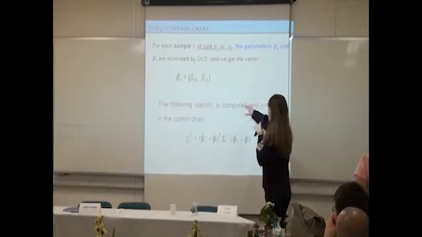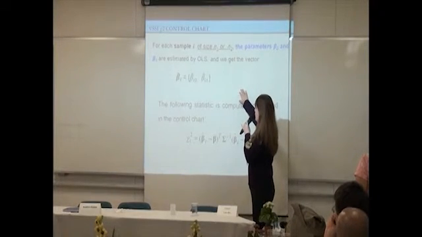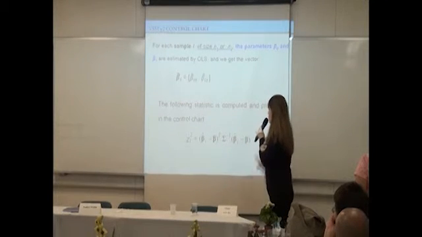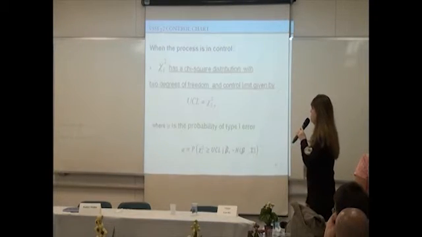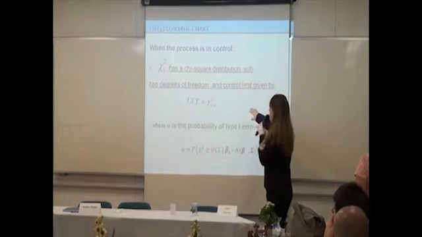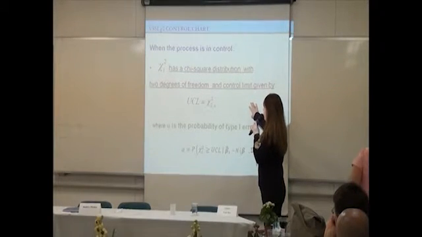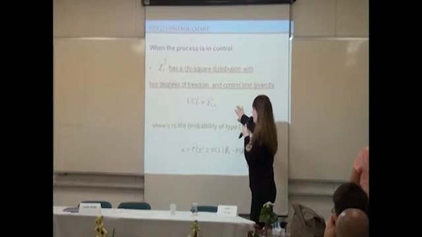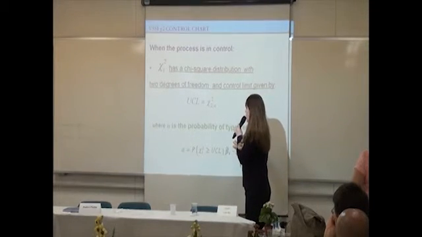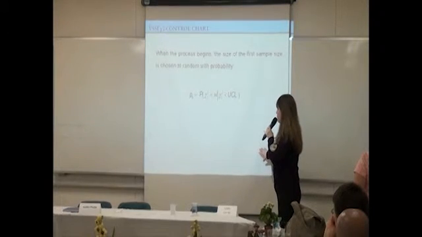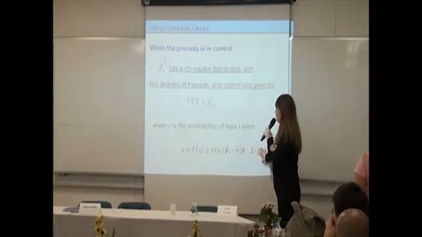So, as I said, the parameter is going to be estimated by ordinary least squares. The following statistics are computed and plotted in the control chart. When the process is in control, the chi-square has a chi-square distribution with 2 degrees of freedom, and the control limit is given this way. And alpha is the probability of type I error. It's given by that expression here.